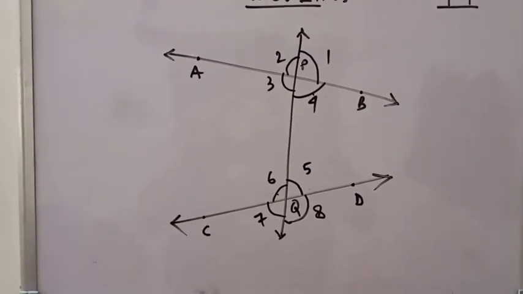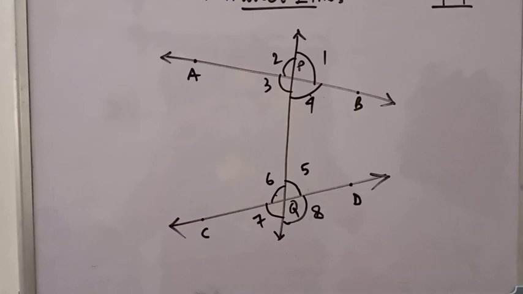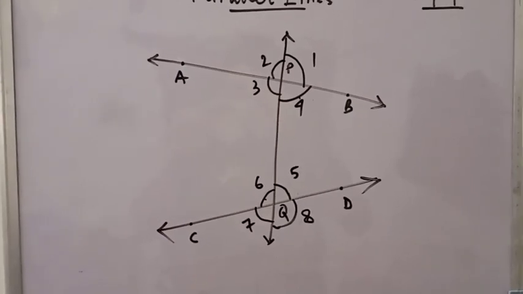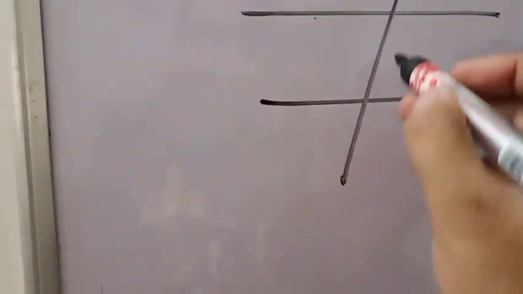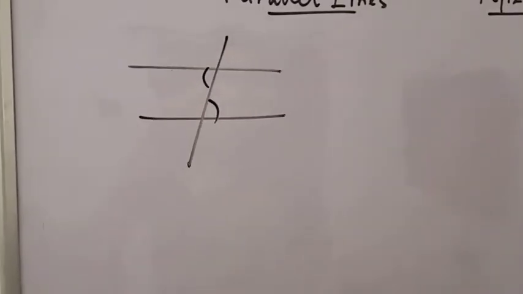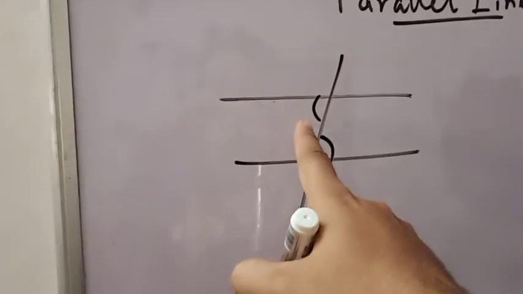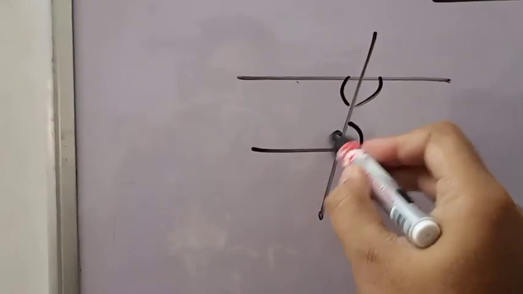Now we are going to the next part. Some properties are given in this exercise. Property number 1: if two parallel lines are intersected by a transversal, alternate angles are equal. That means if two parallel lines are intersected, then this equals this. We can say that this angle equals this angle.